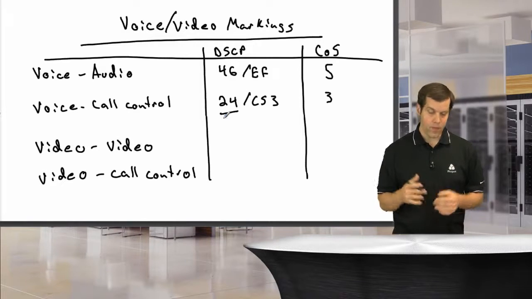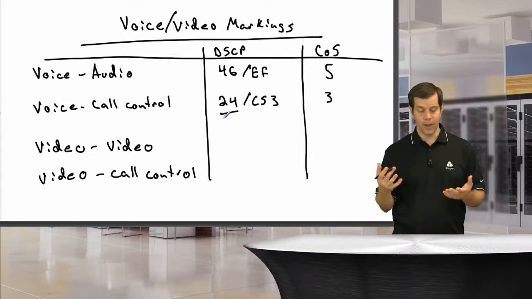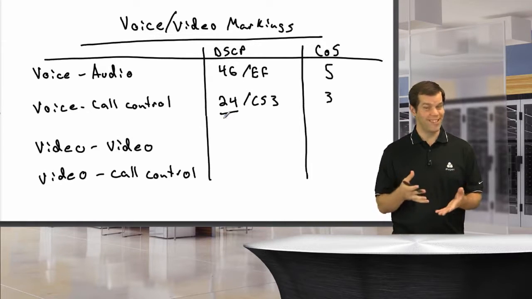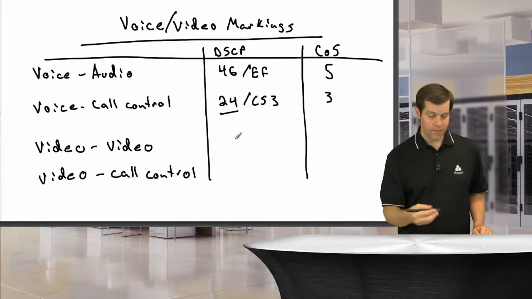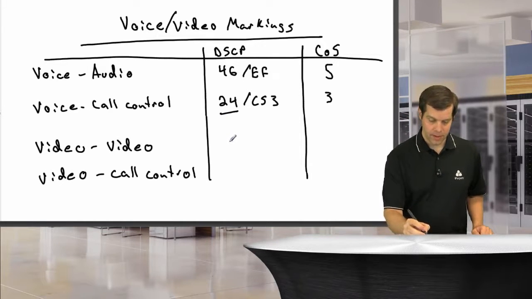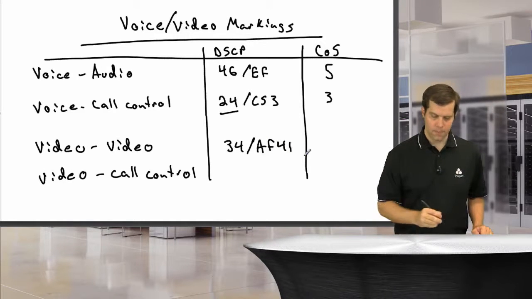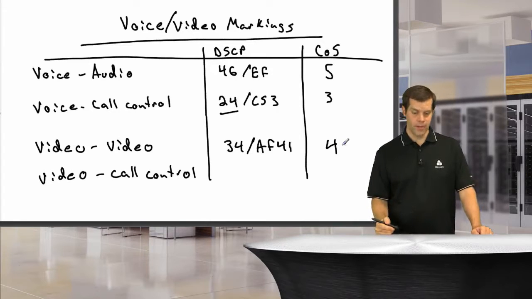So everything we should be doing is 24 unless explicitly told otherwise. If they say call control uses 26, fine. Build your policies around 26, but I would assume 24 unless explicitly told otherwise. This is pretty standardized by now. For video, most often from my experience, the DSCP is going to be 34 or AF41 and a QoS of 4. Fairly standard video marking there.